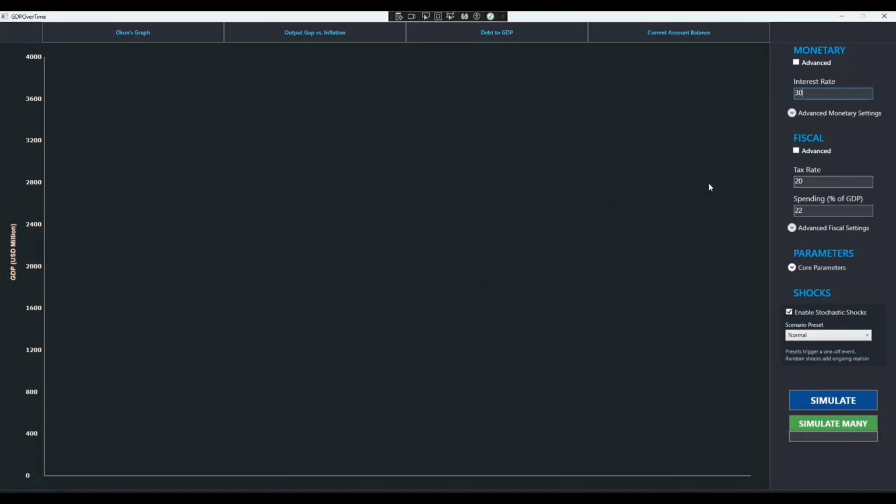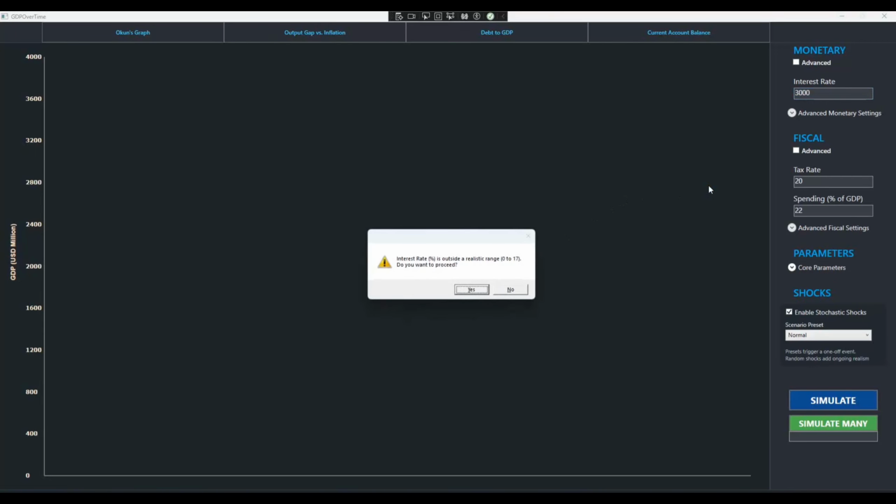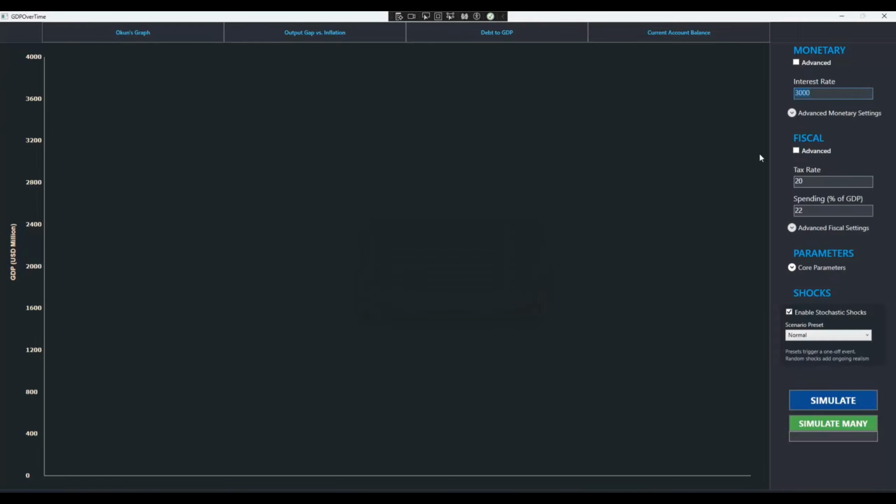How about if we had an interest rate of 3,000? Once again, something that would never happen in the real world. Interest rate is outside a realistic range, 0 to 17. Do you want to proceed? So the user has the option to continue to proceed or decline. For the sake of this, we won't be accepting that.